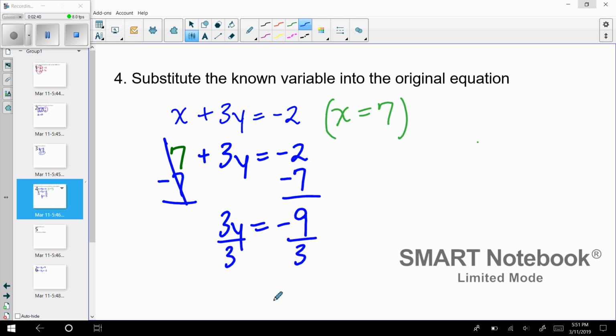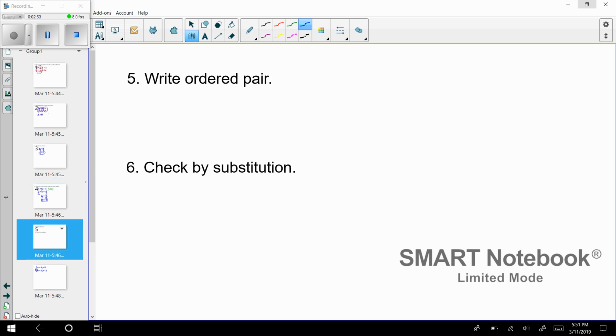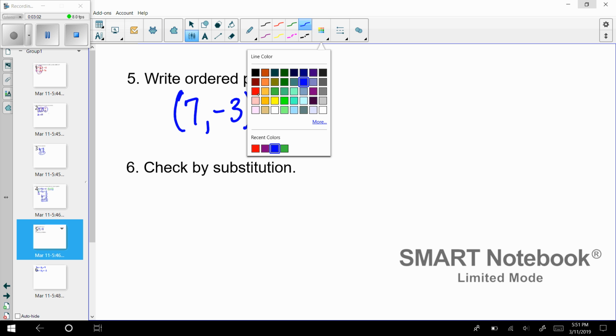Divide by 3 so I can get y by itself, and of course we know a negative divided by a positive is going to be negative, in this case, 3. So I have my x and my y, which means that I can now write the ordered pair, which is 7, -3. But as you know, I'm not done quite yet. I need to check my solution.